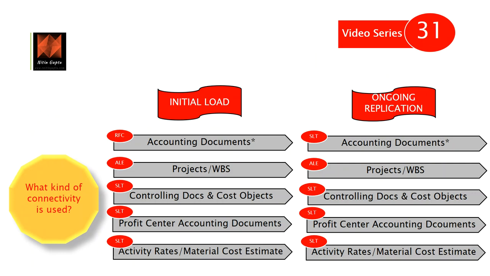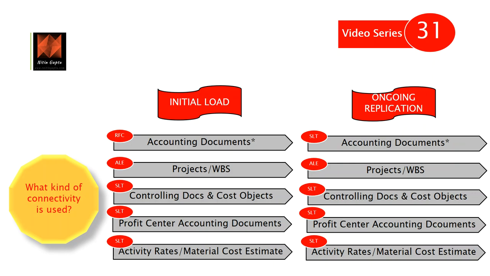Okay, so now, as we spoke about connectivity and security, let's understand how the systems are connected. We are talking about the source and the CFIN system, and currently we only talk about SAP systems. There are two modes: we do initial load and we do ongoing replication. For initial load, there are different components and different objects. For example, accounting documents come via RFC connections, projects come via ALE IDOCs, and other components come via SLT, like controlling documents, cost objects, profit center documents, activity rates, and material cost estimate.